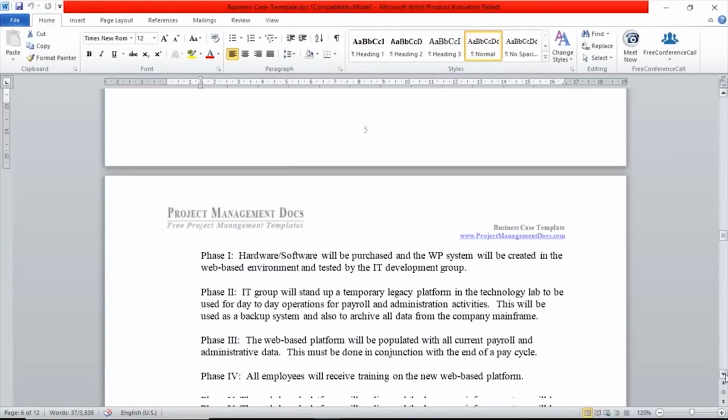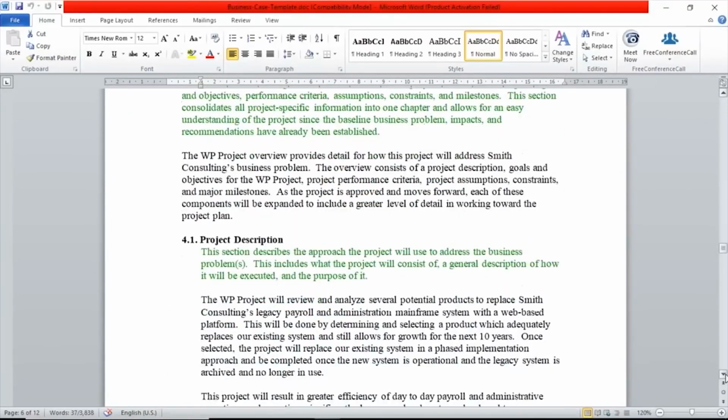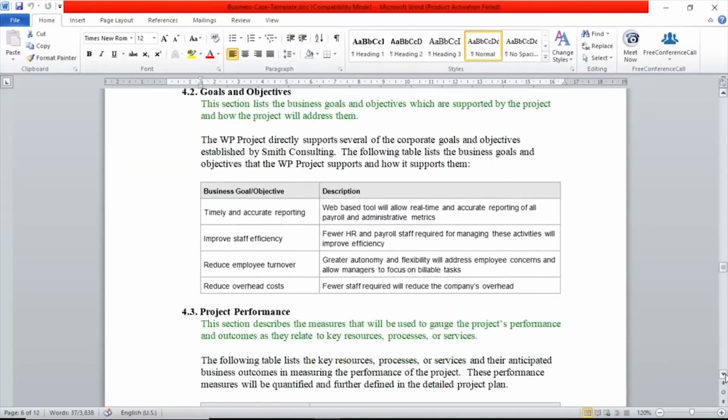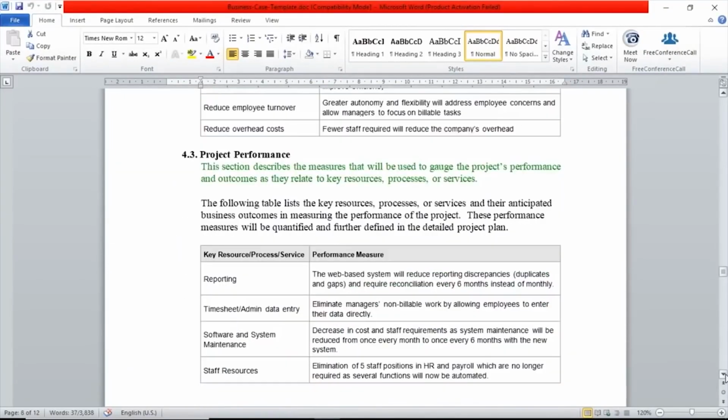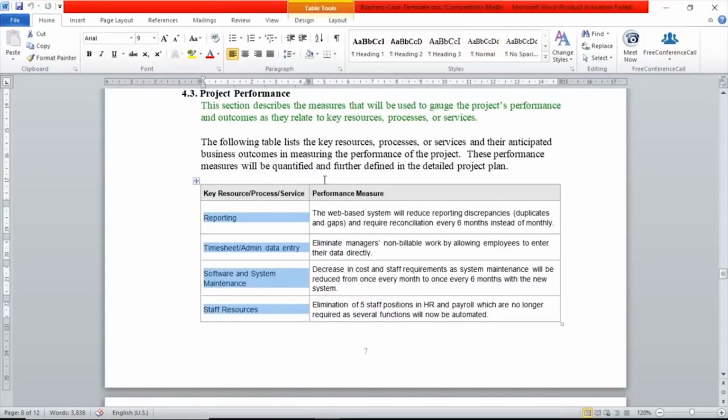So you will put the overall approach, what phases you would follow. What is the overall project overview? Again, you will put that description, etc. And most importantly, again, the cost, what kind of cost your project would incur. And even from the performance point of view, this is another area where I would like to spend a few seconds. This talks about some of the key resources like reporting, timesheets, software and system maintenance, and staff resources. So this is where the performance enhancements will come into the picture.